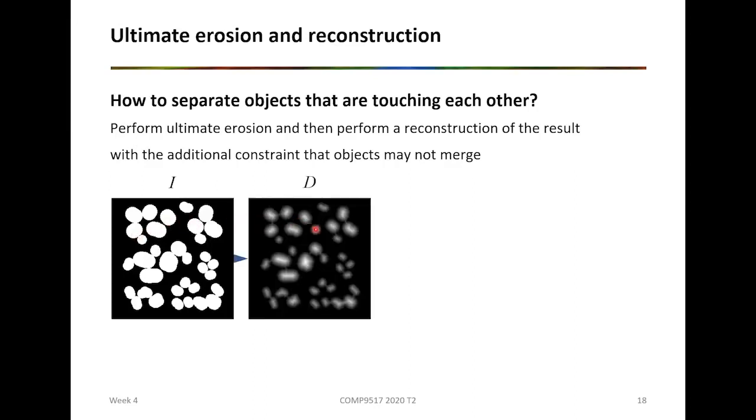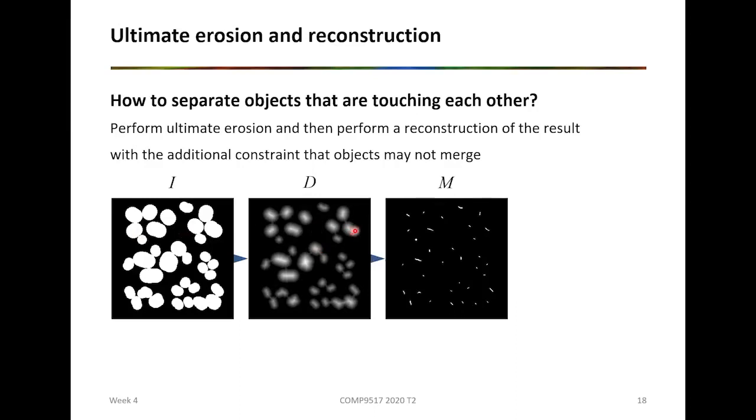You can compute the distance transform of this image. You take the object centers, the peaks of the distance transform, and you use those as seed points for a reconstruction process with the constraint that objects may not merge. So you dilate these seed points iteratively, but you don't allow objects to grow into each other. As you can see here, this was originally one object, but by taking the distance transform, we get 4 peaks and we get 4 seed pixels. Okay, so at this stage, it has already been recognized that these are actually 4 objects.